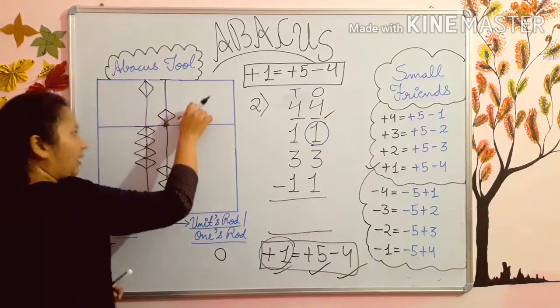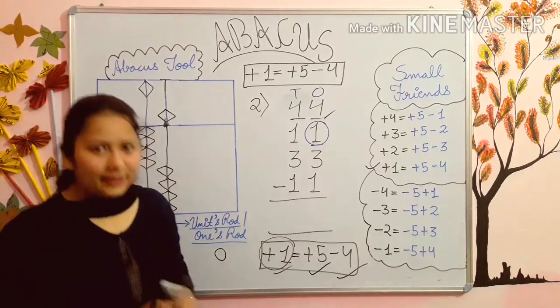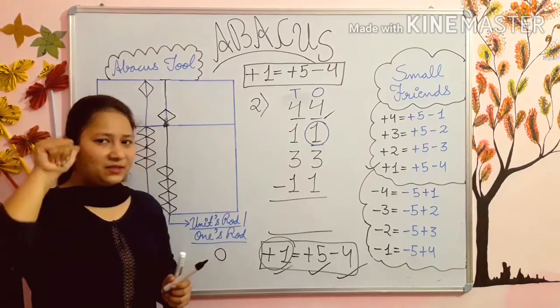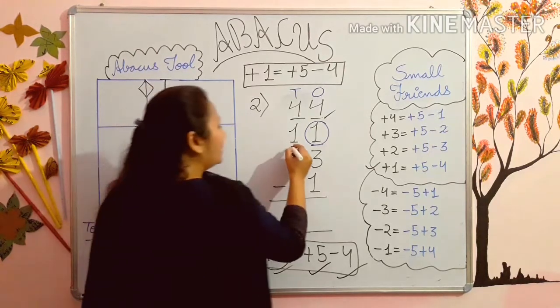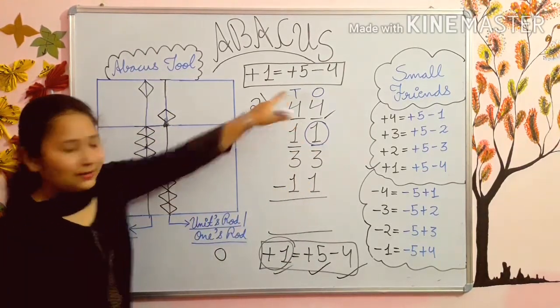You have done plus 5. Then you have done minus 4. And your 1 is added. Plus 5, minus 4. Just learn it. Now next you have to add 1 in the tens rod.